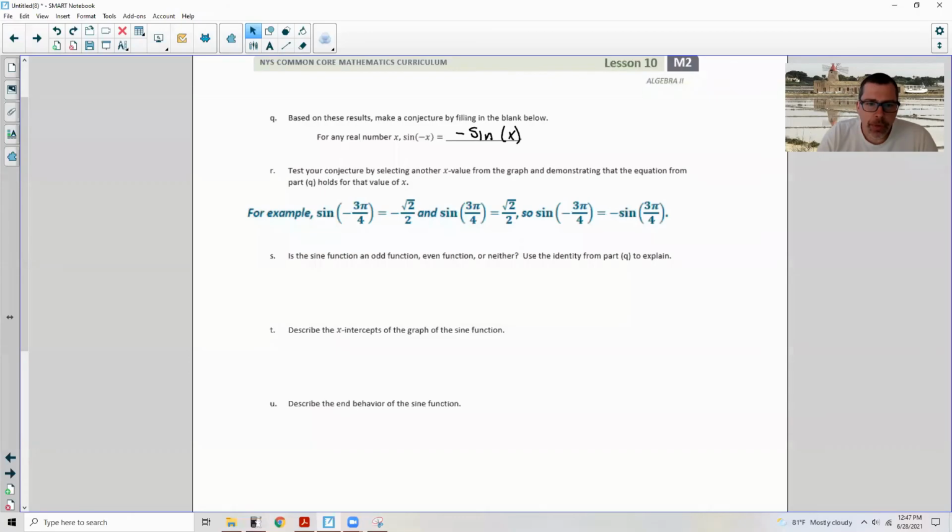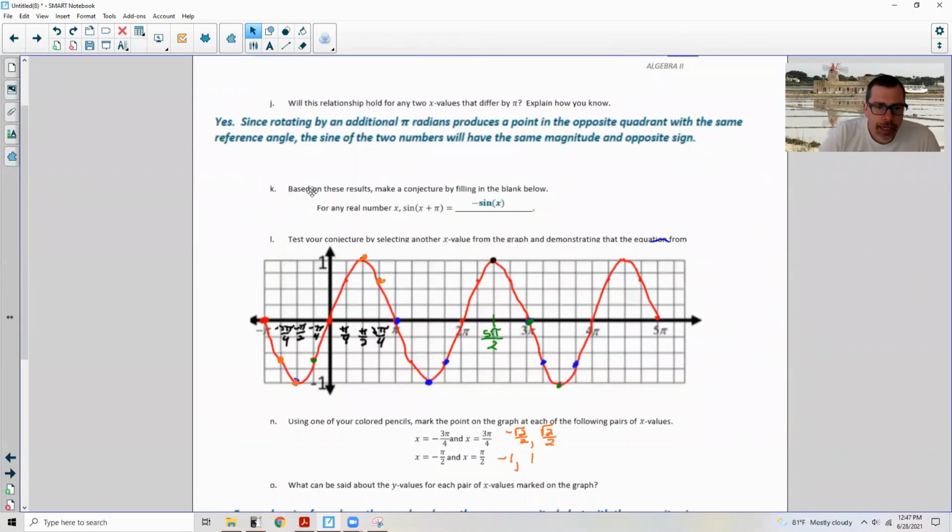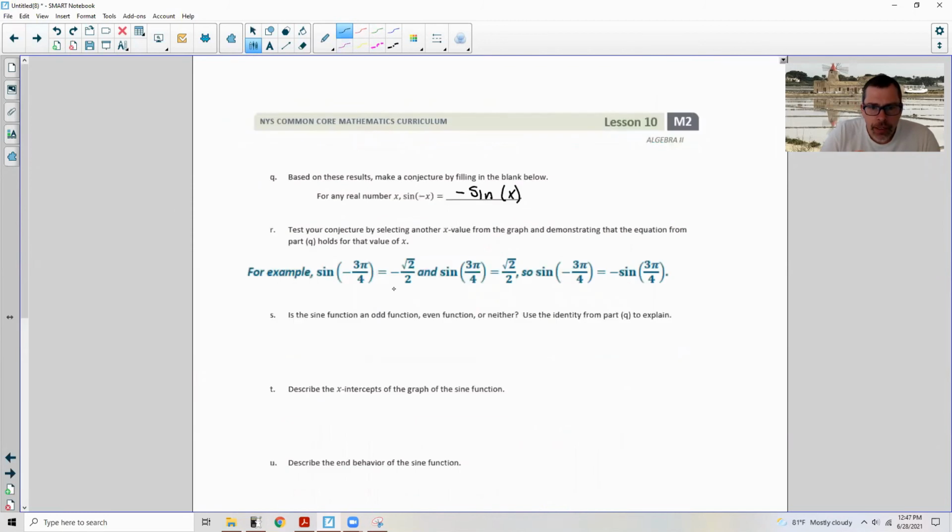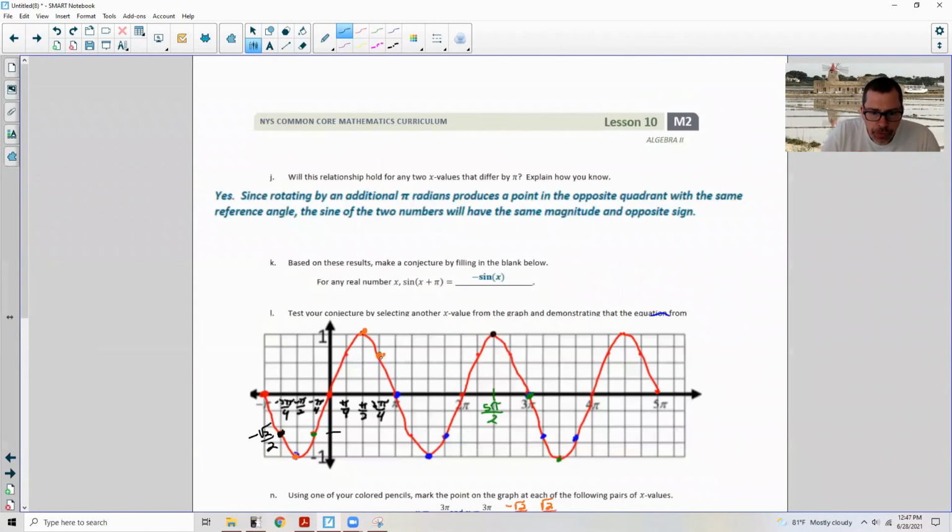Okay, so here's an example. The sine of negative 3 pi over 4 equals negative root 2 over 2. So if I go back to my graph, negative 3 pi over 4 is right here, and it is negative root 2 over 2. That's what's right there. And then it says the sine of 3 pi over 4 equals root 2 over 2. So 3 pi over 4 is here, and sure enough, this is the square root of 2 over 2 at about that level, 0.7. Okay.